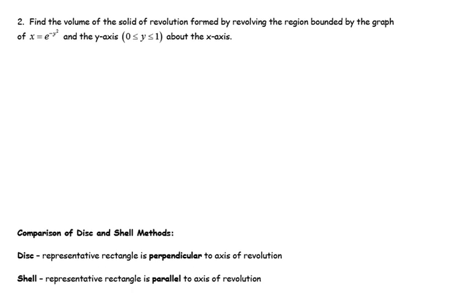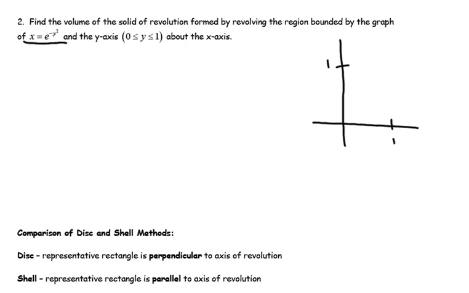Number 2: find the volume of a solid of revolution formed by revolving the region bounded by the graph x equals e to the negative y squared. I know that's a really ugly graph, but I'm going to give you the graph, so it's okay. The graph of this is going to look kind of like this, and it's bounded from 0 to 1 on the y-axis, and actually bounded by 0 to 1 on the x-axis, the way the graph works out as well.